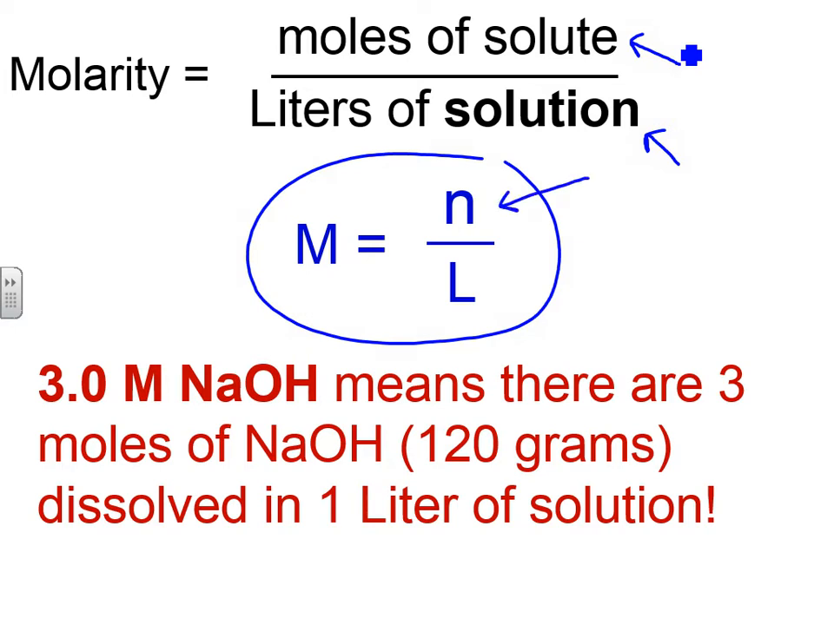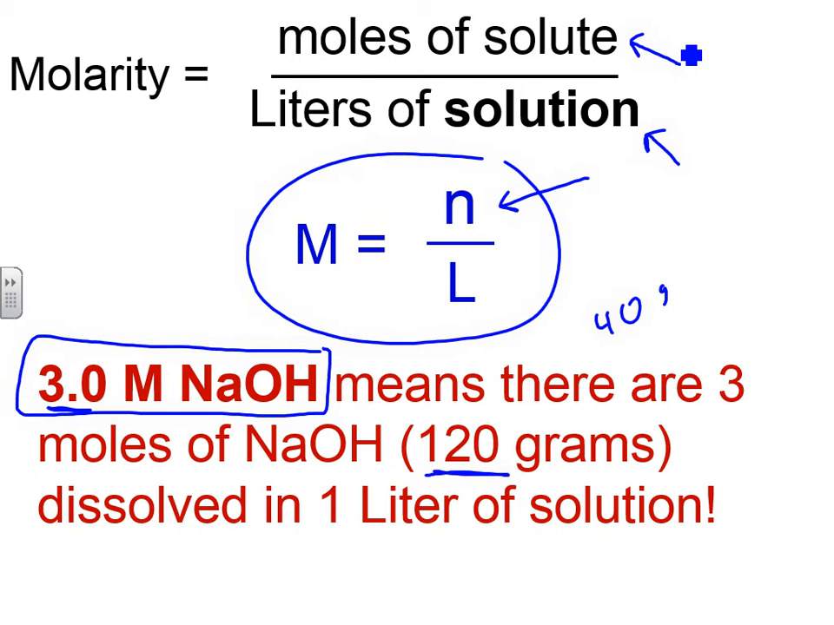So if you have a 3.0 M solution of NaOH, you read this as 3.0 molar sodium hydroxide solution. This means that you have 3 moles in every 1 liter of solution. Now 3 moles amounts to about 120 grams. The molar mass of sodium hydroxide is about 40 grams per mole. That's how we know we have 120 grams in a liter.